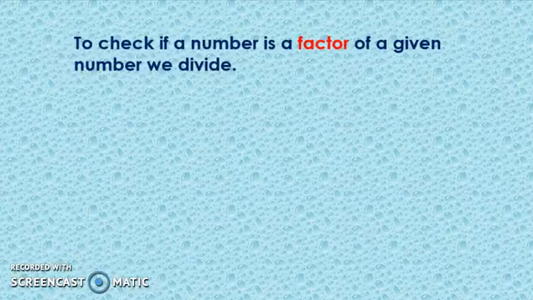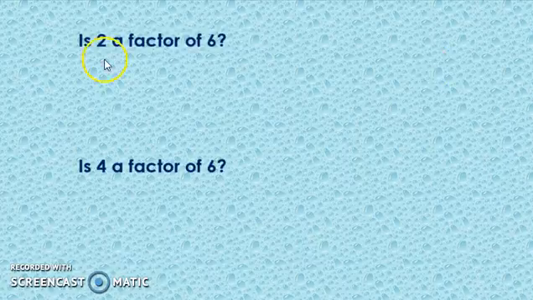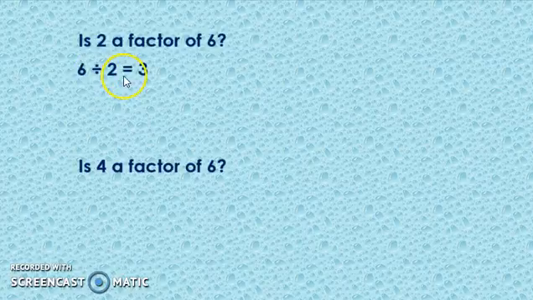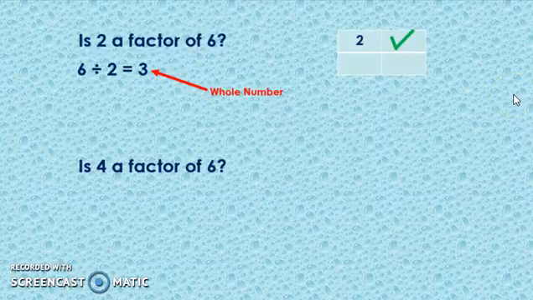To check if a number is a factor of a given number, we divide. If the answer is a whole number, then yes, the number is a factor. Let's look at some examples. Is 2 a factor of 6? Well, we divide to check. 6 divided by 2 is 3. And 3 is a whole number. So yes, 2 is a factor.